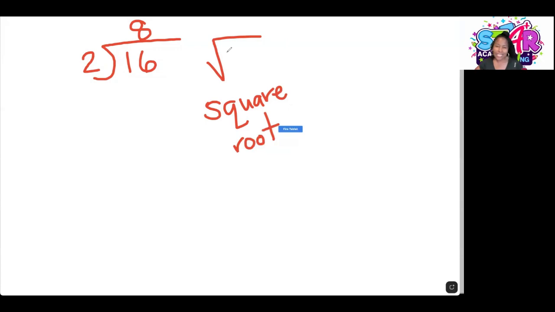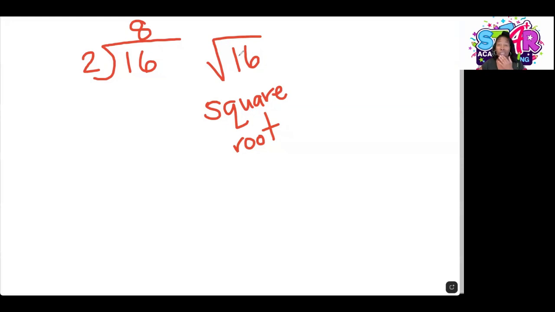So it's like, Miss A, what does that mean? Well, if I put a 16 right here in that box, I'm not going to have a number out here on the outside. It's understood. What we have to think about is, what is a number that if I multiply that number by itself, it would give me 16? Well, let's think about this.